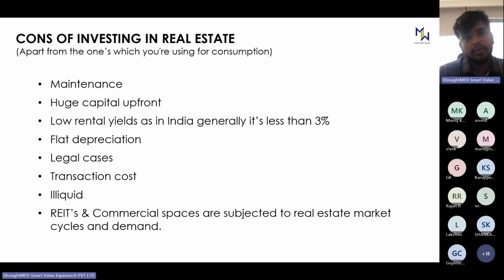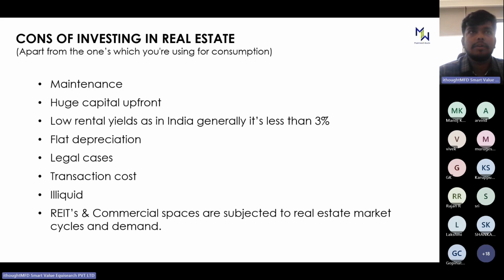There's also a huge capital required to buy a real estate property. Even if you go with loans by paying a down payment, you need to repay that loan. And generally, the rental yields which you get in India are typically less than 3%.